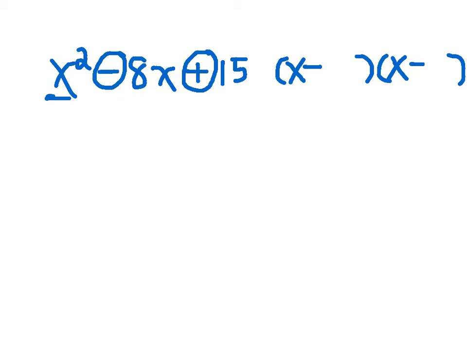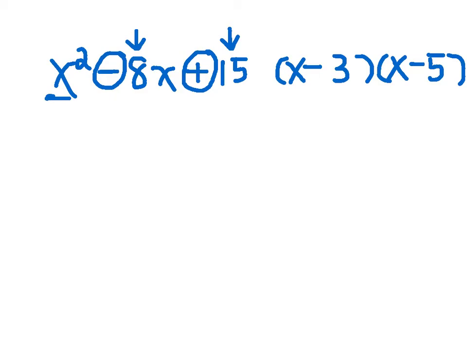Now, in terms of numbers, I know I'm looking for numbers that multiply to 15 and add to 8. And clearly those are 3 and 5, and it doesn't matter if I put the 5 in the first one and the 3 in the second one, or vice versa. It still is the same, because x minus 3 is a number, and if I multiply it by x minus 5, it doesn't matter what order.